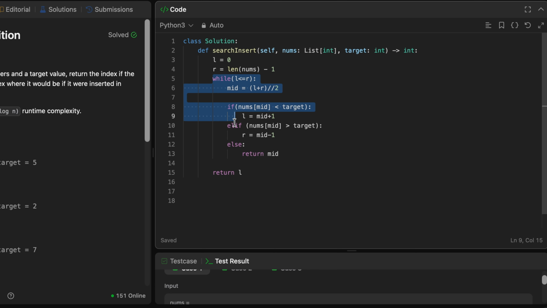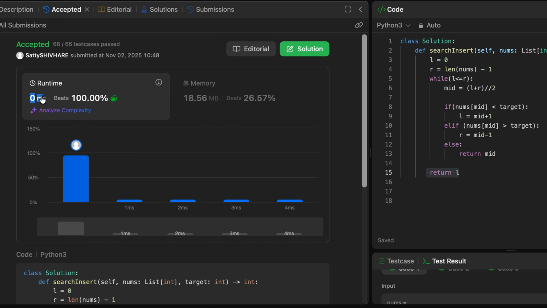In case this entire while loop runs and we reach a position where R is less than L, we will stop it and we will simply return L as the answer. Now let's run it and see what happens. Yeah, so it works and we are getting 0 milliseconds. Don't trust Leetcode compilers for this.